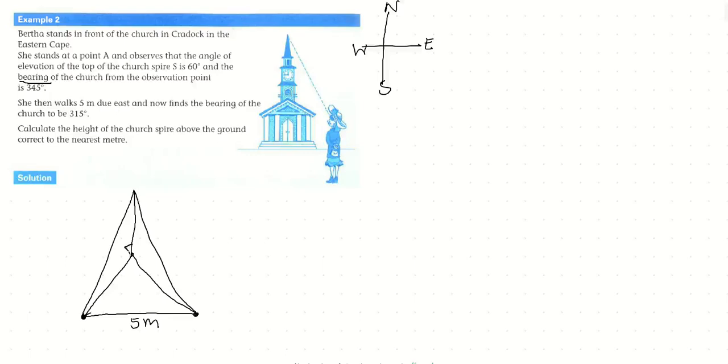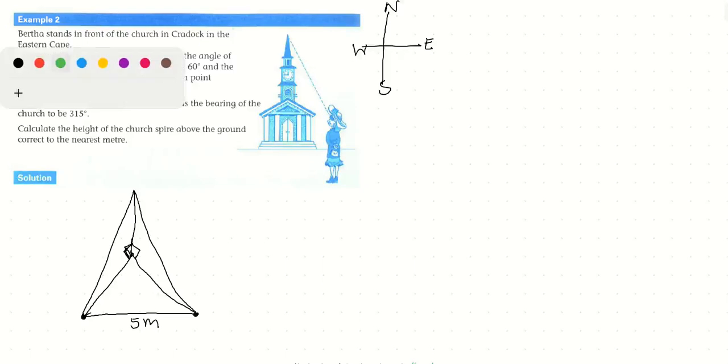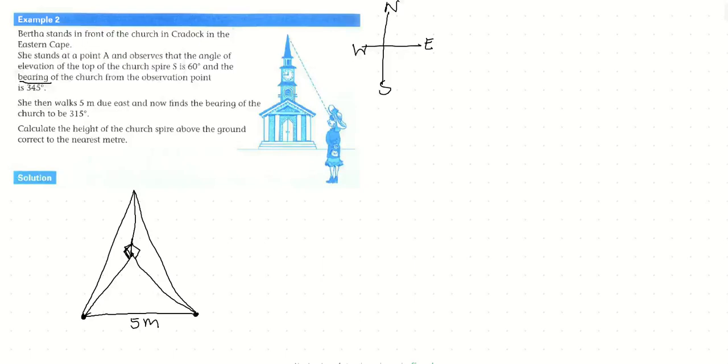We know that this is therefore 90 degrees, and that is therefore 90 degrees. Okay, because that's the building on the floor, and that's her walking. Okay, so let's fill in some information that they've given us. I'm going to write that in green. So they told us that the bearing of the church from the observation point is 345 degrees. Okay, so now I've got to try and figure out where is 345 degrees from this point. So I'm going to put my bearing on it.